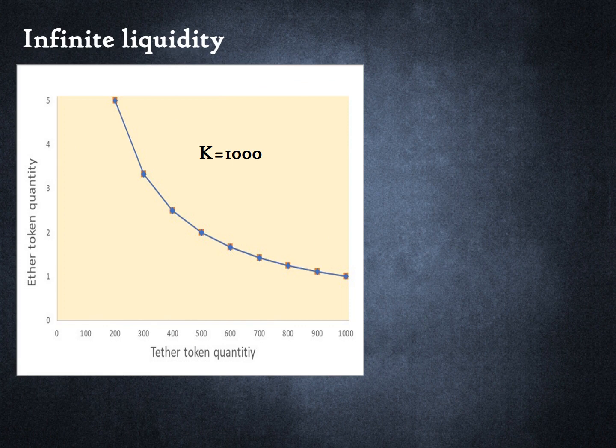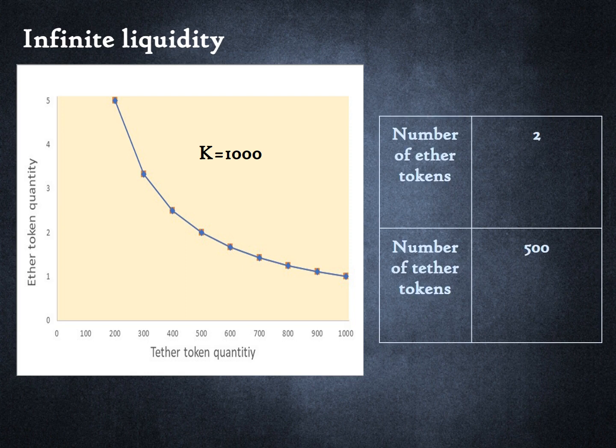Consider the constant product market maker graph between Ether and Tether. The constant K equals 1000 for this liquidity pool. Assume that there are 2 tokens of Ether and 500 tokens of Tether in this liquidity pool. Note that while the graph line cuts off visually on this chart, it extends to infinity on either side.